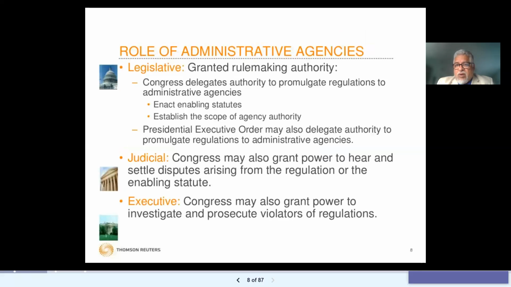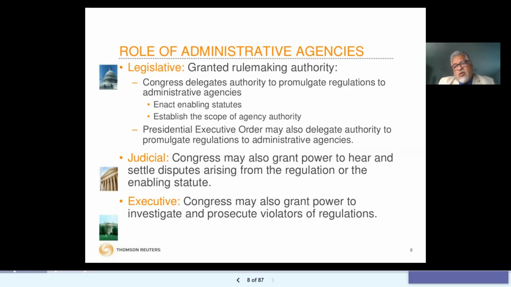The legislature granted rulemaking authority to these agencies. Congress decided to promulgate these regulations with administrative agencies and enact enabling statutes that establish the scope of the agency's authority, telling it exactly what it can do. This is your wheelhouse, you must do these things. For example, the Environmental Protection Agency is to protect the environment, environmental law, etc. A presidential executive order may also delegate authority to promulgate regulations to administrative agencies. So the president can decide to have an agency conduct the promulgation of a particular regulation.